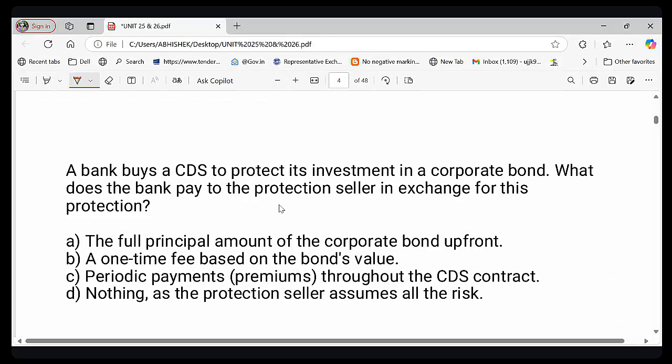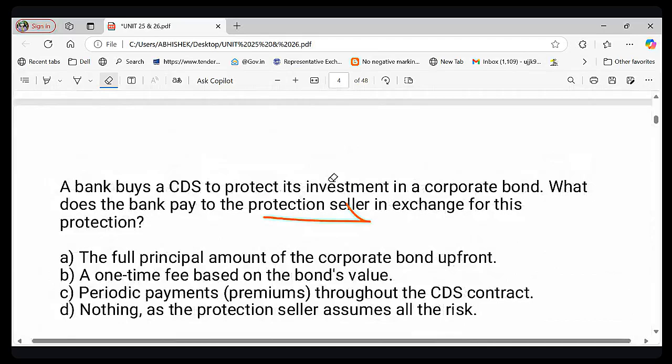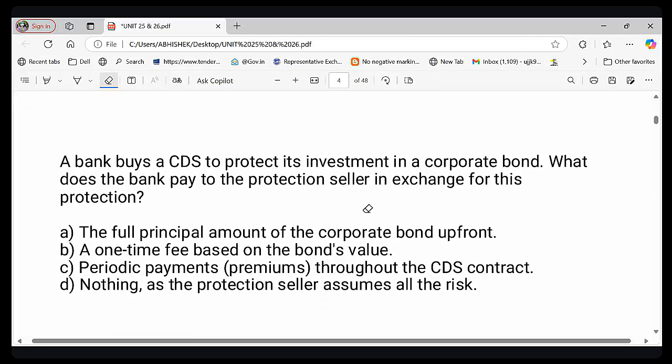What does the bank pay to the PS? We call it PS, right? In exchange for this protection. Option A, the full principal amount of the corporate bond upfront. Option B, a one-time fee based on the bond value. Option C, periodic payment throughout the CDS contract. Option D, nothing, as the protection seller assumes all the risk. What do you think? What does the bank pay to the protection seller in exchange for the protection? Is it A, B, C, or D?